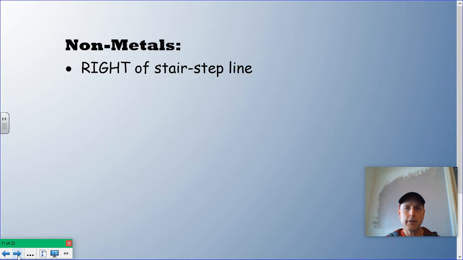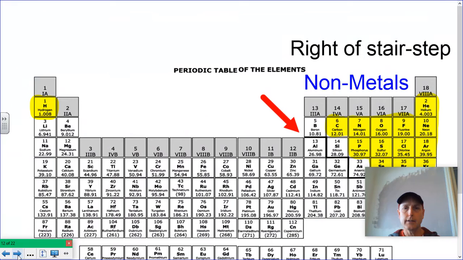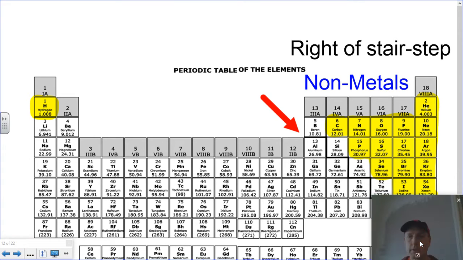Nonmetals are located on the right side of that stair-step line. Looking at your periodic table, here are the nonmetals down here on the right side. And again, except for the ones that are touching the line, which we'll talk about in a second, and notice hydrogen is a nonmetal, and then all the ones over here in this top right corner are the nonmetals.